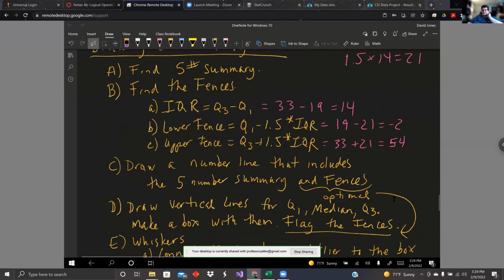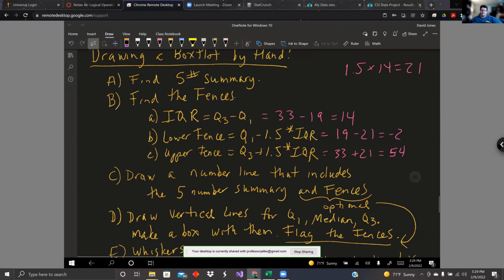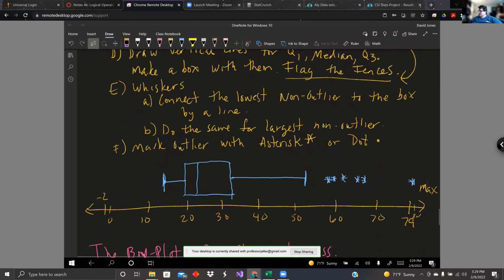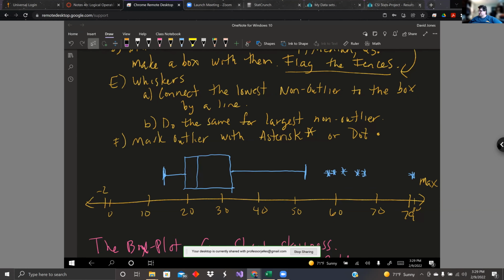And then there are some steps to drawing the box plot by hand. You find a 5-number summary. Then you find the fences using the IQR and the lower and upper fence. We did this in the video already. What's new is we're going to draw a number line that includes those values. So I did a number line that included those values. I even included the lowest fence, even though it's not part of it.